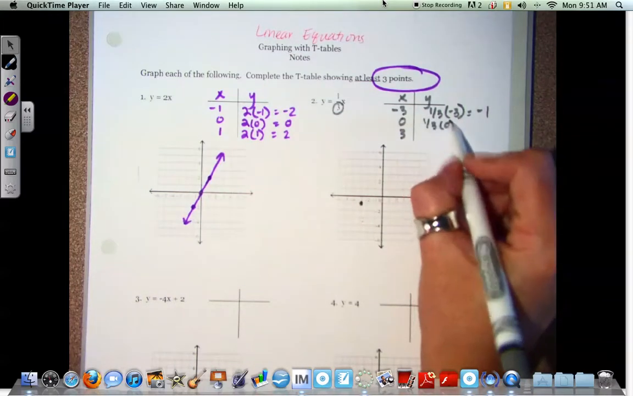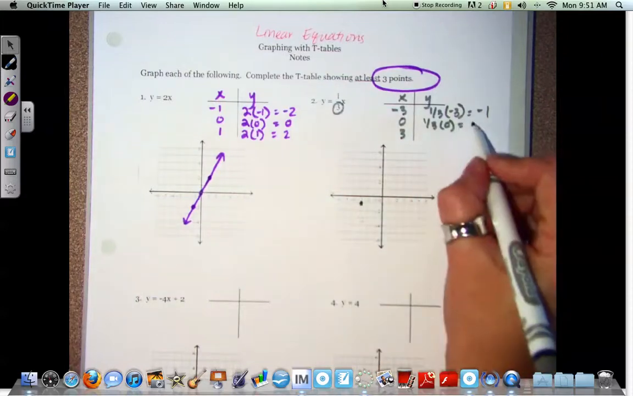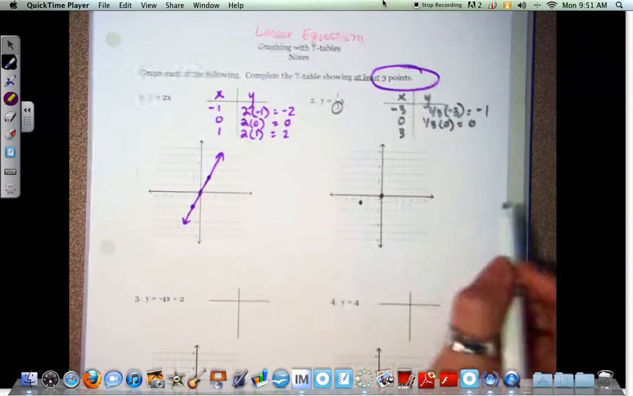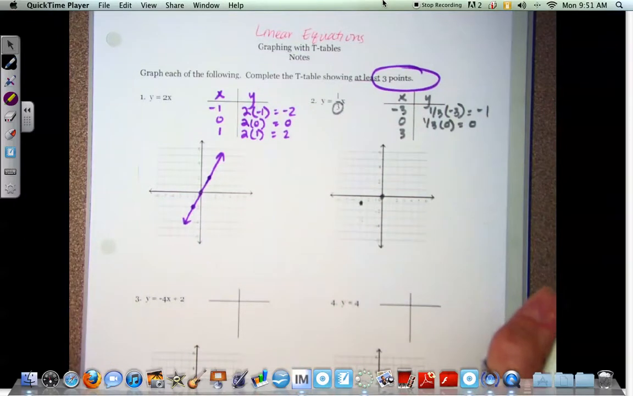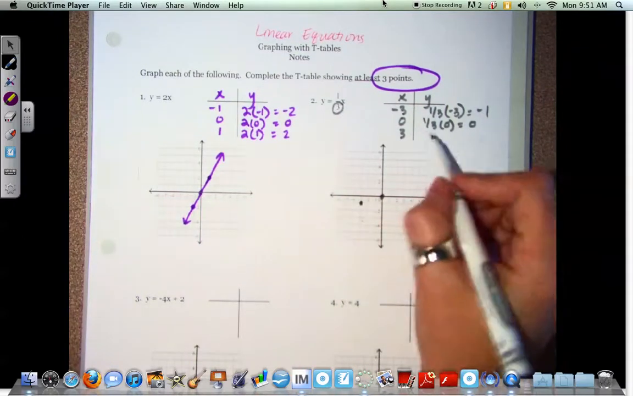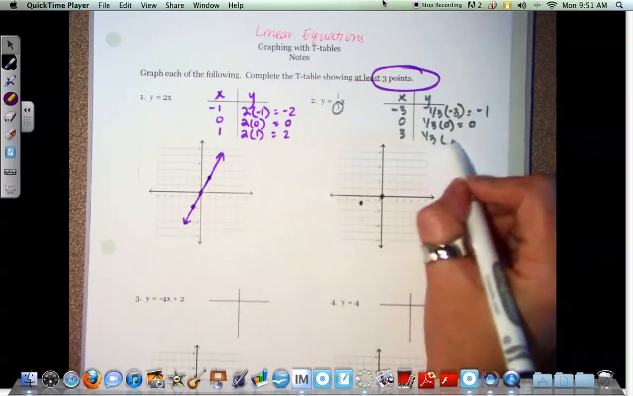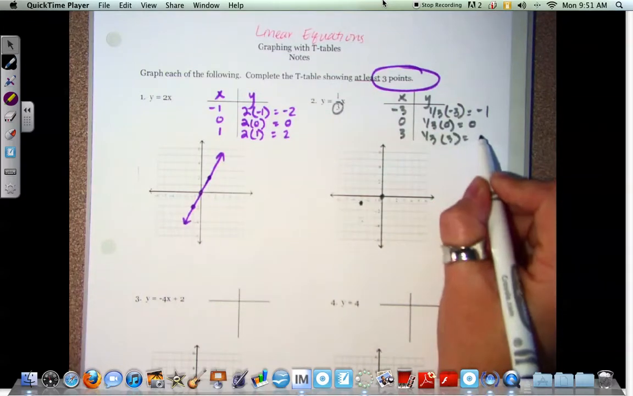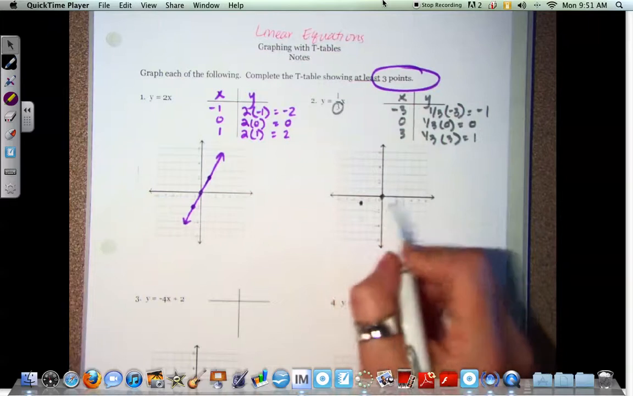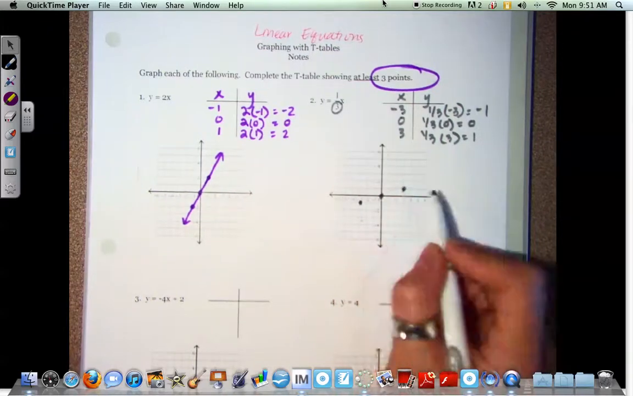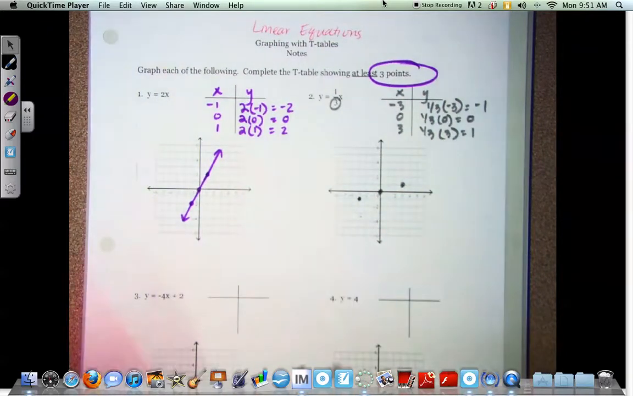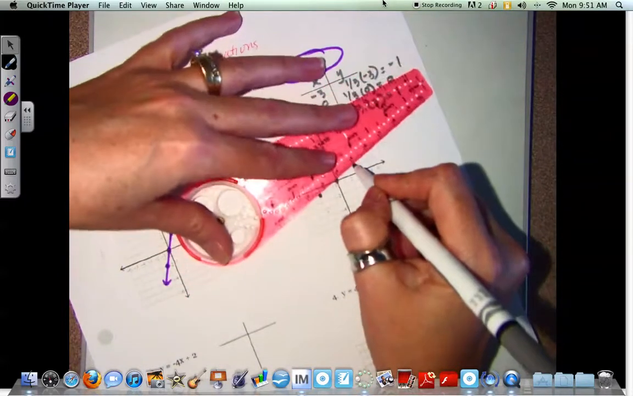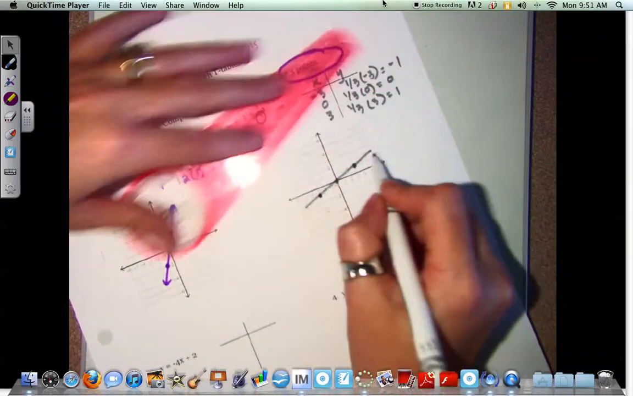One-third times 0 gives us 0. So my coordinate is 0, 0. And my last one is 1/3 times 3, which equals 1. So over 3, up 1, make your dot, use your straight edge. Do you have a line? Yes.